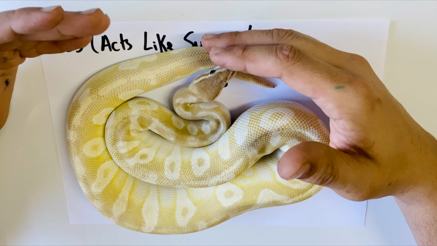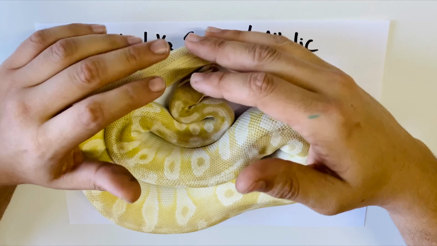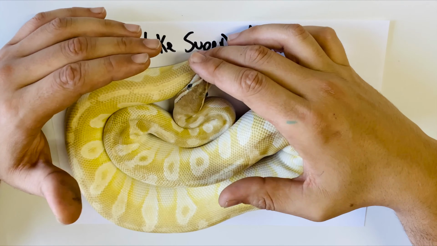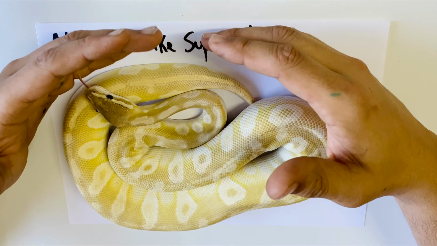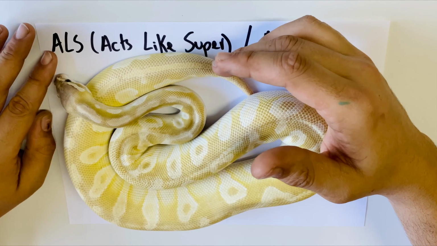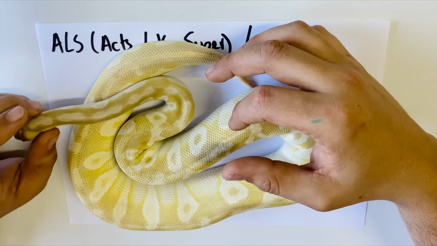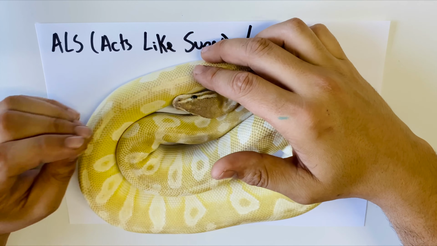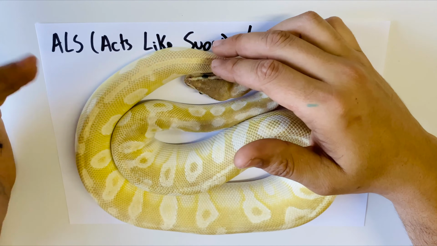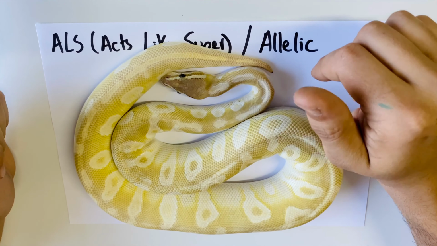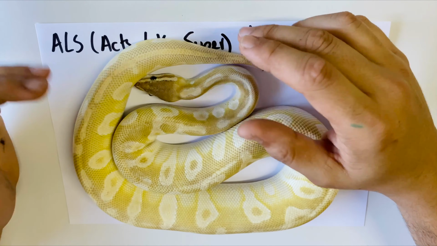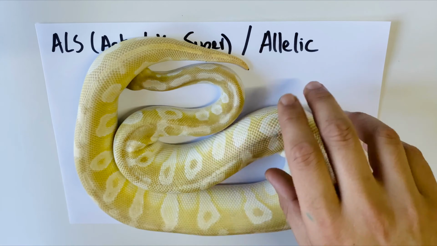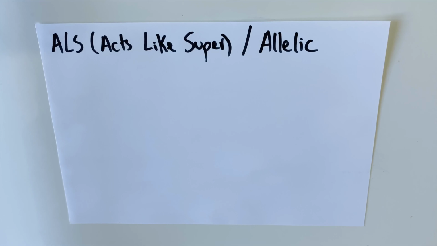So what does that actually mean? What's the difference between this combination right here as opposed to, let's say, a pastel Mojave? Why is this combination really special? And why are things like the blue-eyed leucistics, the bells as they're known, also allelic, and why are they referred to as acts like super? We're going to have a look at that now.